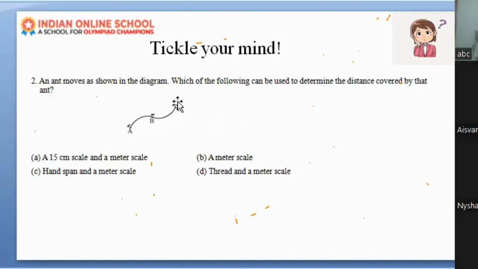Can you tell me what the option is in this case? It's a curved surface. Ma'am, I think it'll be a thread or a meter scale. Can you speak a little bit louder, Naisha? Ma'am, I think it's thread and meter scale. Yes, your answer is D, isn't it? Yes, ma'am. Perfect answer, dear. Thread and the meter scale we can use in order to measure the curved surface. Very good.